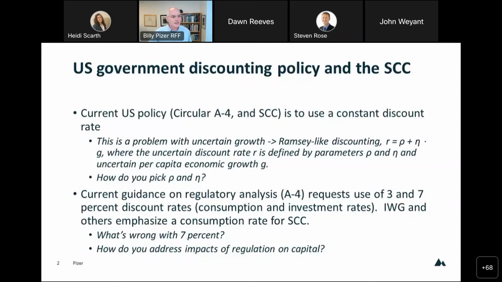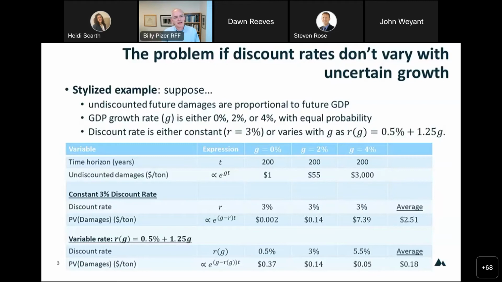So just jumping into this, the way I think about the problem is to imagine a stylized example where climate damages have to do with the size of the economy in the future, which is not crazy if you think about things like mortality impacts, which typically are going to be related to how rich you are, or just damages to equipment and factories. It's going to depend on how many factories there are. And think about how that intersects with the possibility of uncertainty about growth and using a constant discount rate.